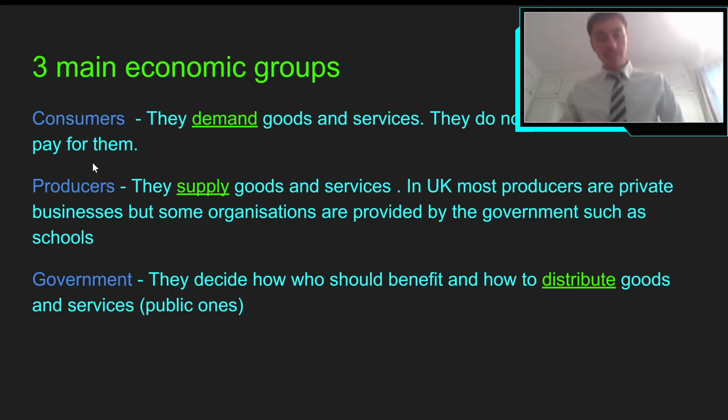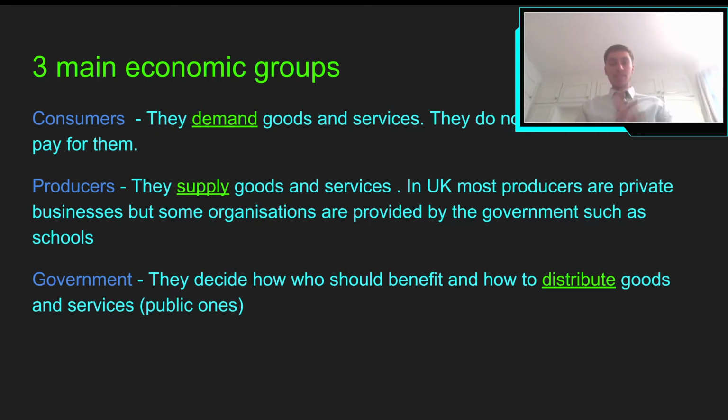Now, coming to producers, they supply goods and services because consumers have demands and they need to be supplied. And that's what producers basically do. In the UK, most producers are private businesses, but some organizations are provided by the government, such as schools. It is very self-explanatory. I don't think there's a hard concept here. Hard concepts are what you will be facing in inflation and balance of payments. Yeah, this is a relatively simpler topic. And all right, let's continue.